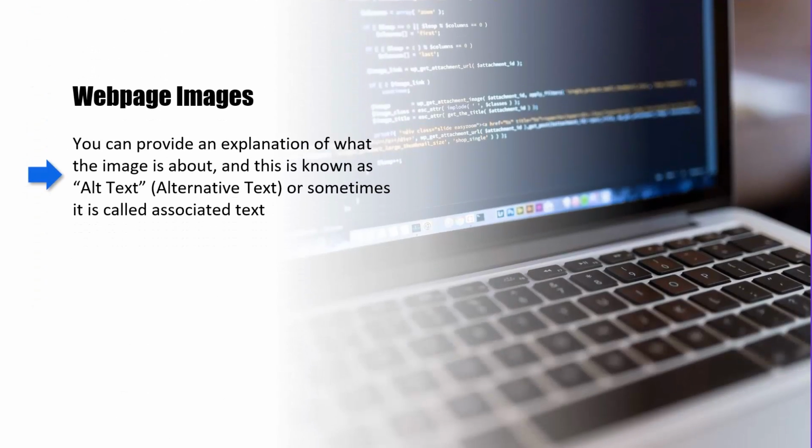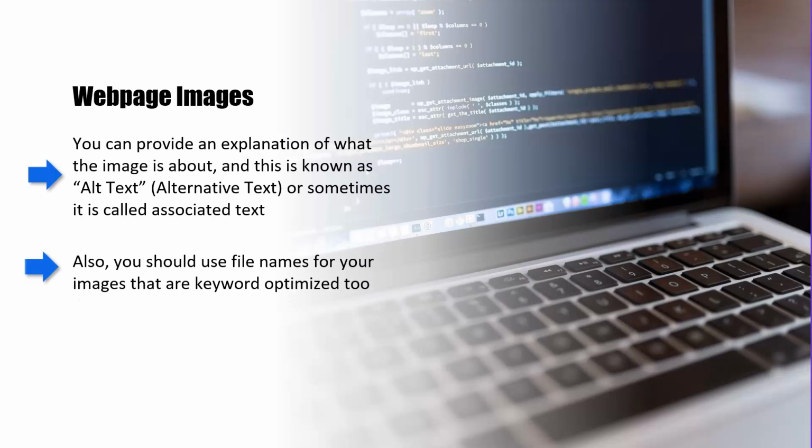You can provide an explanation of what the image is about, and this is known as alt text, alternative text, or sometimes it is called associated text. For all of your images, you should use your alternative text feature and insert your keyword. Also, you should use file names for your images that are keyword optimized too.